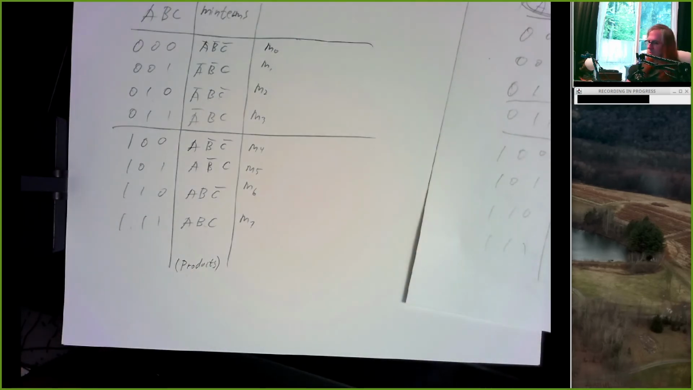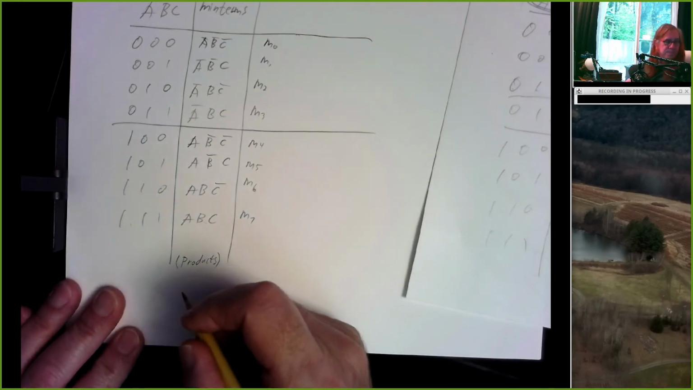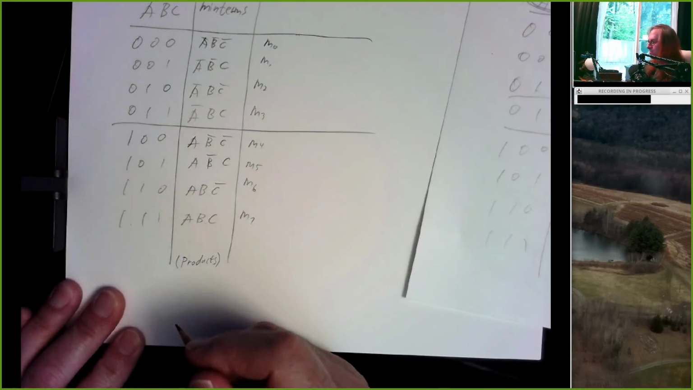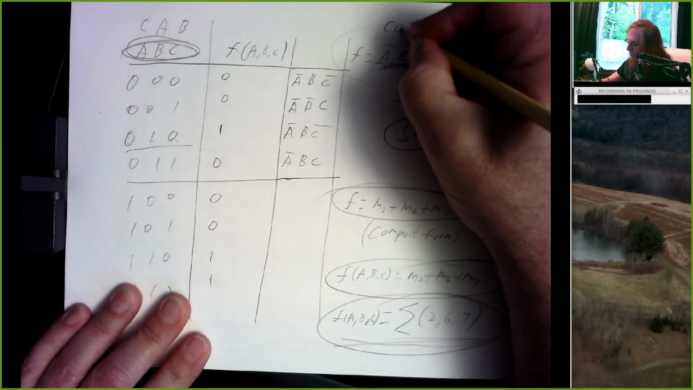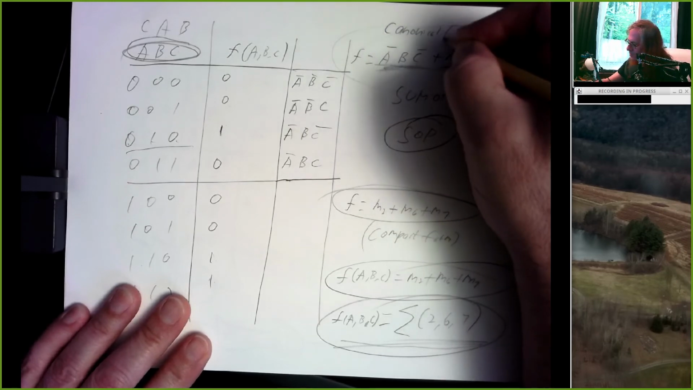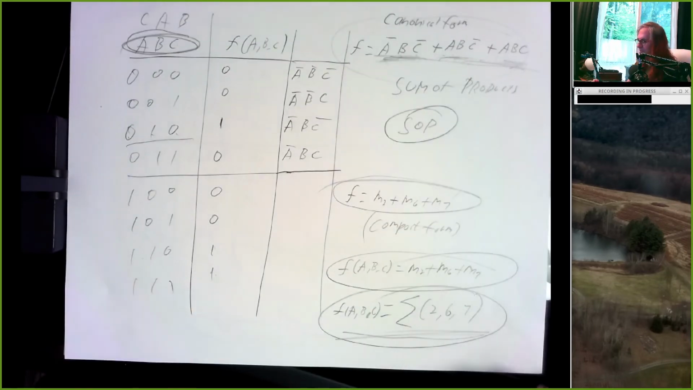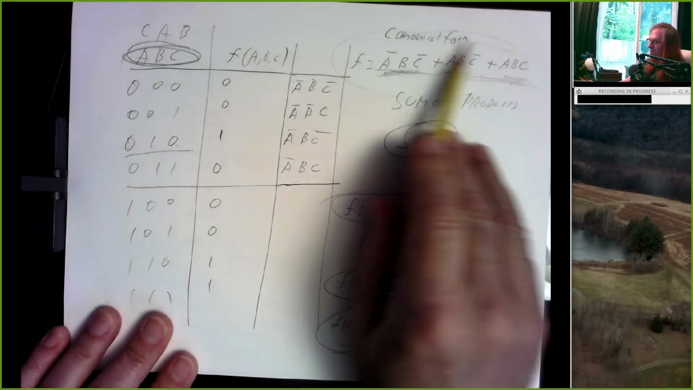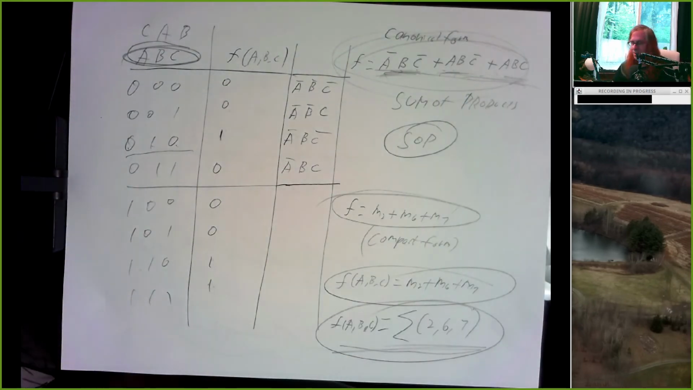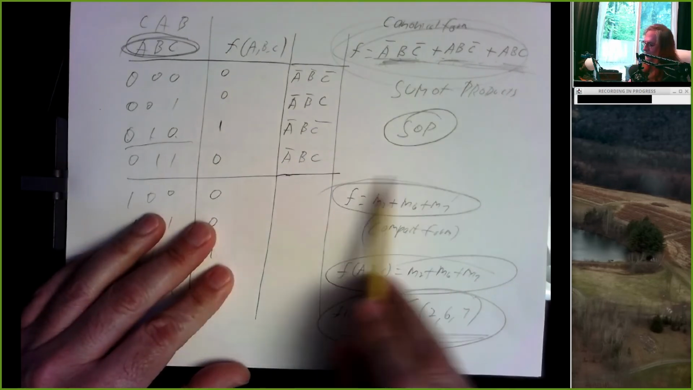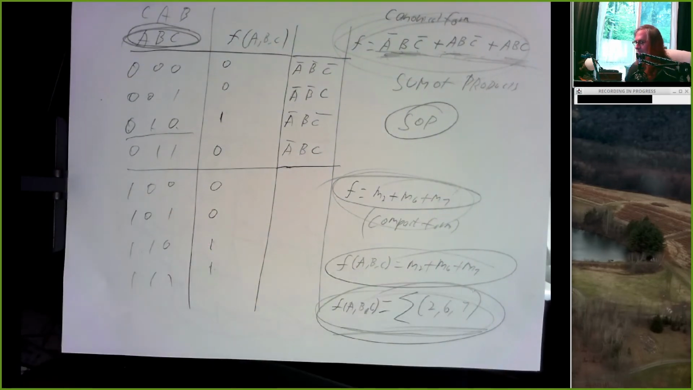I have a question. Sure, go for it. Which way do you want us to write it? With the M's, with just the numbers, or with the A naughts, B naughts, and whatnot? So if it asks you for just a sum of products, or sometimes it'll be called canonical form, and it does not say compact form, write it like this. But if it says compact form, you can write it like this, or you can write it like that.